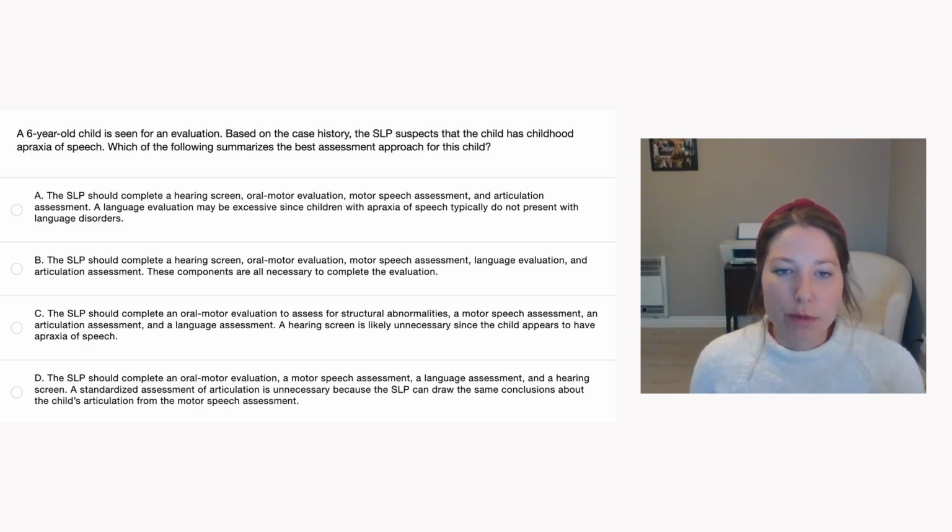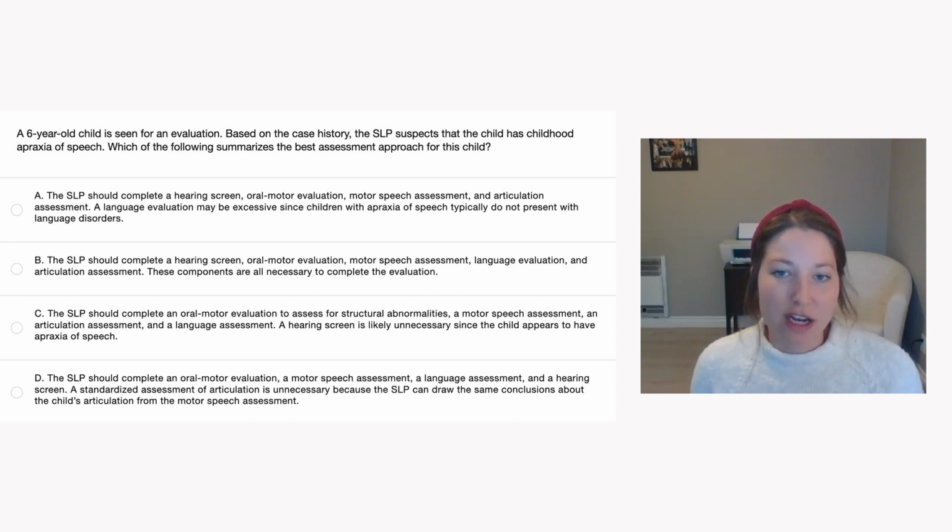So when we're looking at the answer choices, answer A: the SLP should complete a hearing screening, oral motor evaluation, motor speech assessment, articulation assessment. A language evaluation may be excessive since children with apraxia of speech typically do not present with language disorders. Okay, well, the first part of that is correct. We know that we should complete a hearing screening, oral motor, all these different parts of assessment. But the second part is incorrect.